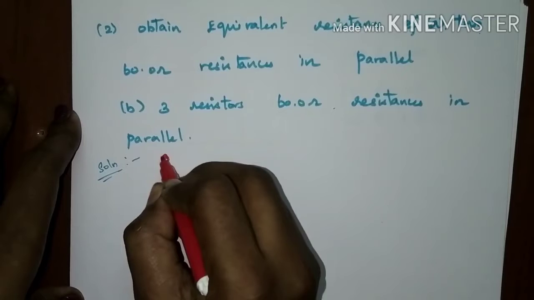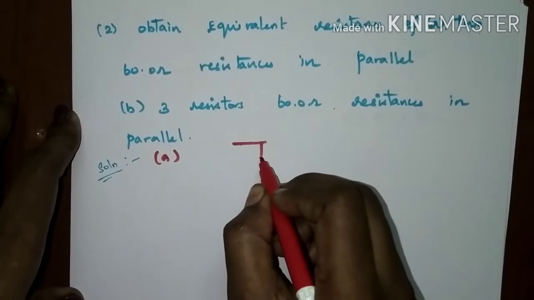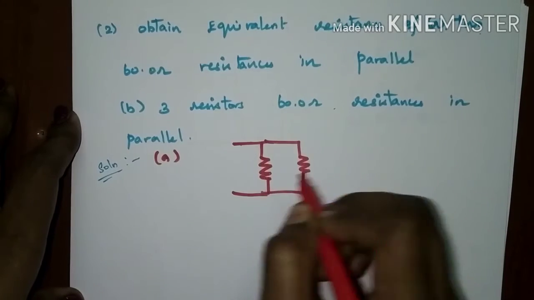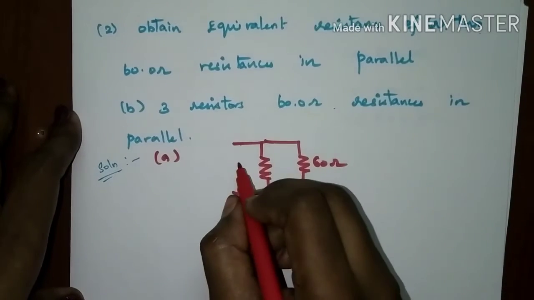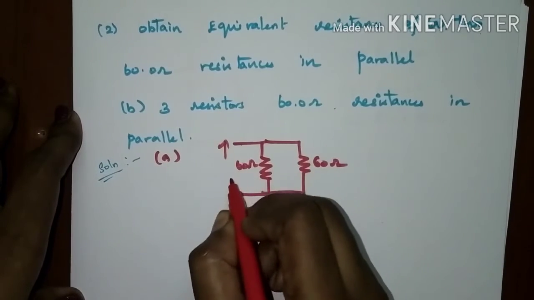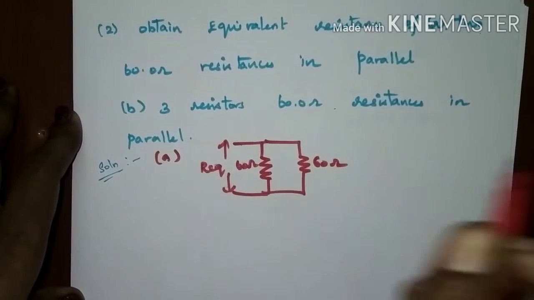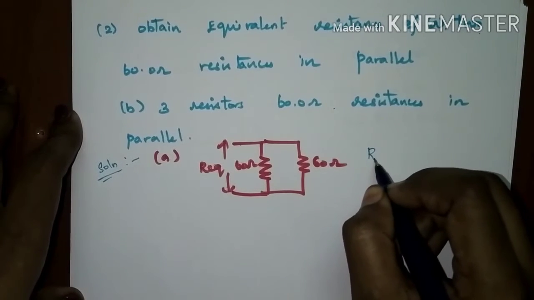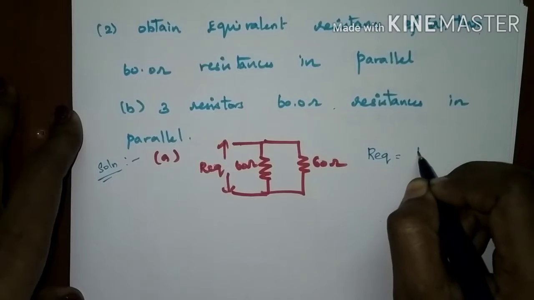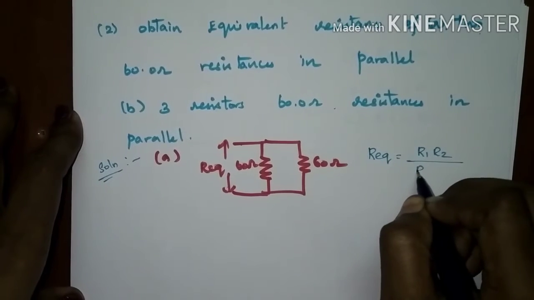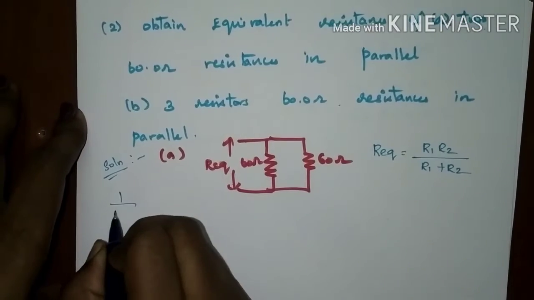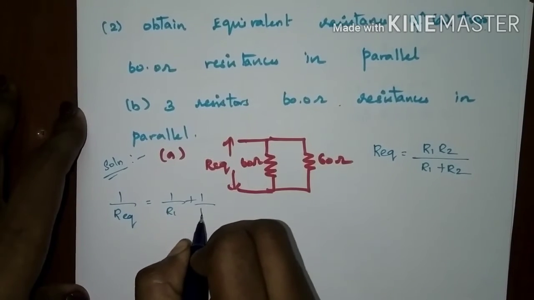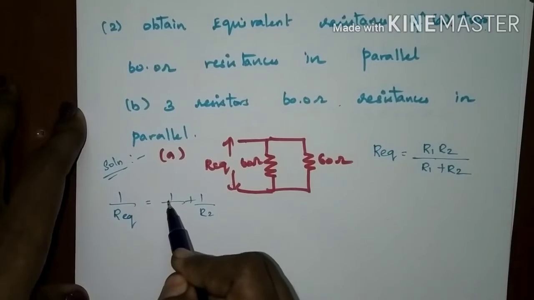Okay. So, A subdivision is 2 resistors, each of 60 ohms. We have to find the R equivalent if the 2 resistors are connected in parallel. Then the equivalent resistance formula is R equivalent is equal to R1 R2 divided by R1 plus R2. Or we can give the formula as 1 by R equivalent is equal to 1 by R1 plus 1 by R2. This is the reduced form of this format.